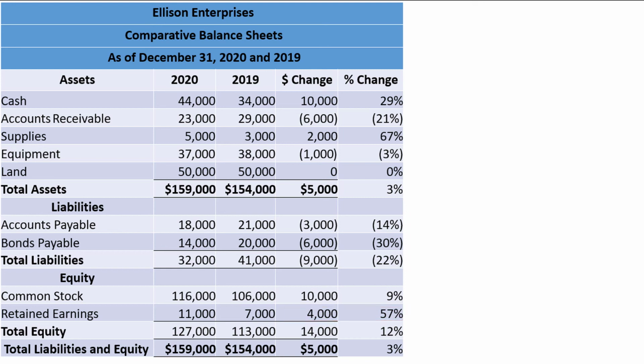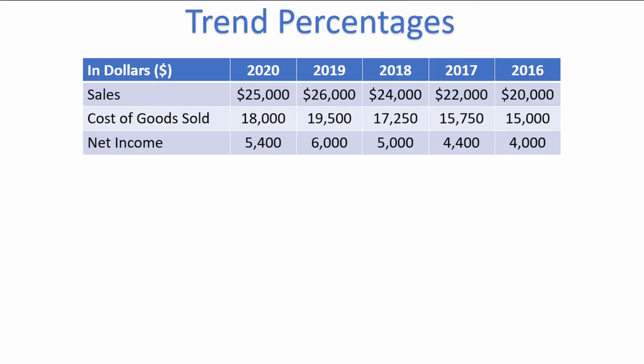We calculated dollar change and percentage change based on a balance sheet, but you could also do it using other financial statements, such as an income statement. Okay, the final form of horizontal analysis we will discuss is what are called trend percentages. Here we have a few items from an income statement that we want to analyze for the years 2016 through 2020, which include sales, cost of goods sold, and net income.